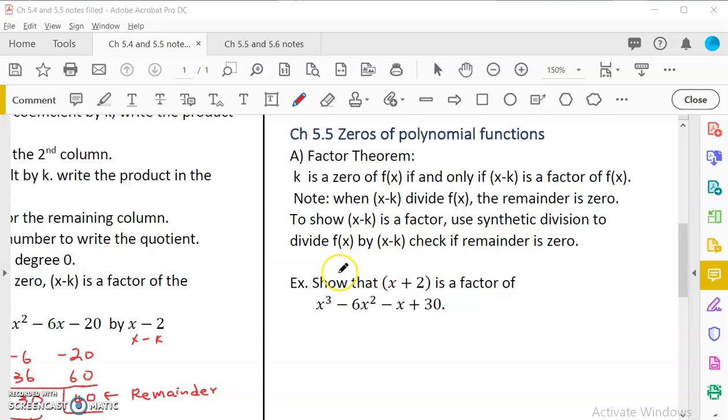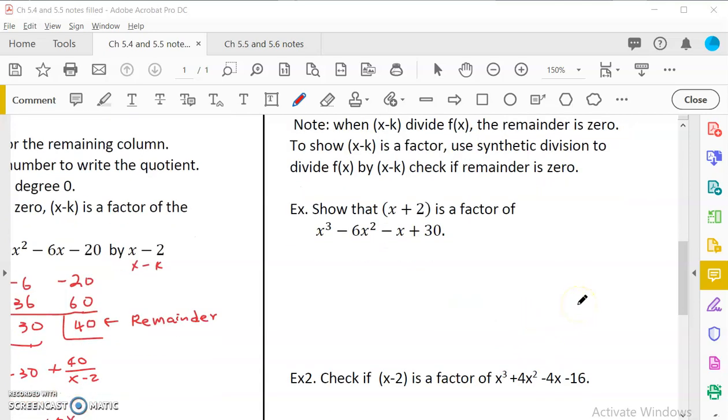So the example would be, okay, I would like to factor this: x cubed minus 6x squared minus x plus 30. I don't know what the factor is because I want to solve it maybe. So if someone suspects that maybe you can check x plus 2, maybe it's a factor. So I'm going to check, just to show that it is or it is not a factor.